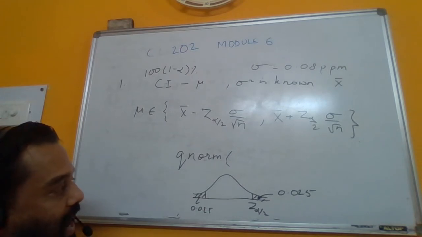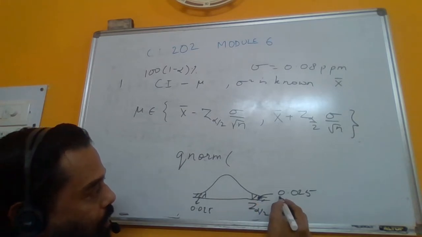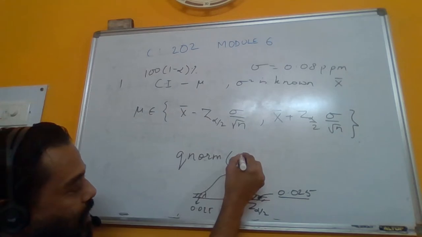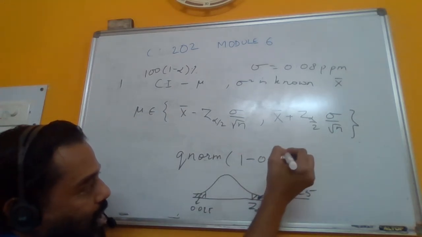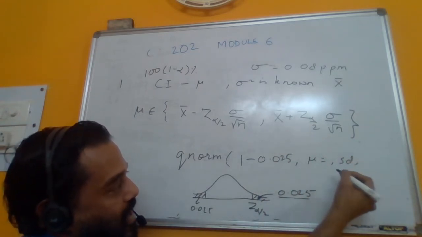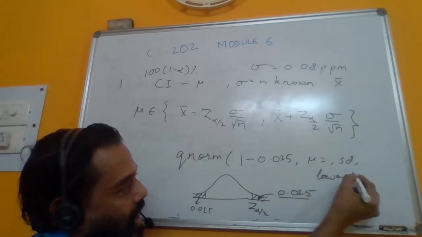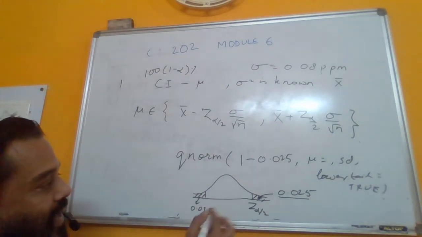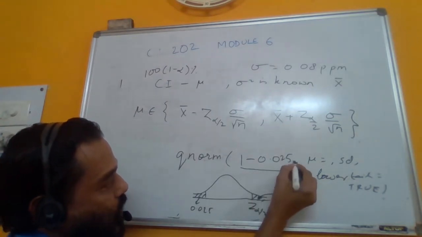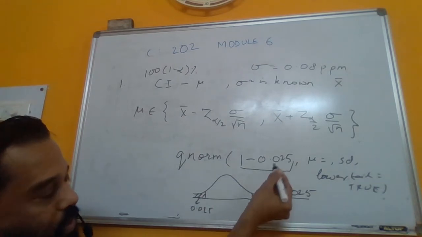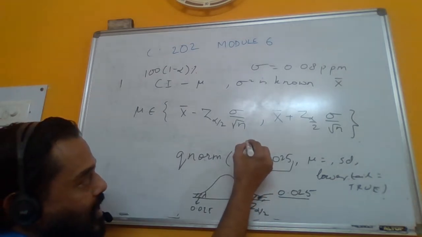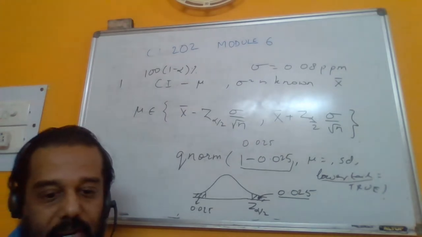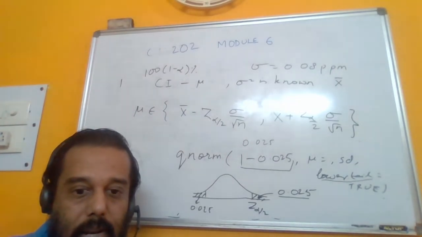So there are two ways. Either I can tell it that if this is the probability on the right, then on the left, I should ask it to give me that value where the probability on the left is 1 minus 0.025. Okay. And then I give the mean, and I give the standard deviation, and I leave the default, which is lower.tail is equal to TRUE. Okay, so this is one way of doing it. You say lower tail probability, which is the default, then it will give you that number so that on the left side, the probability is 1 minus 0.025. Or you give this as 0.025 and you say that lower.tail is equal to FALSE. So in 7.36, when this is encountered again, I have used that kind of a notation. Okay, so you should be clear on that.